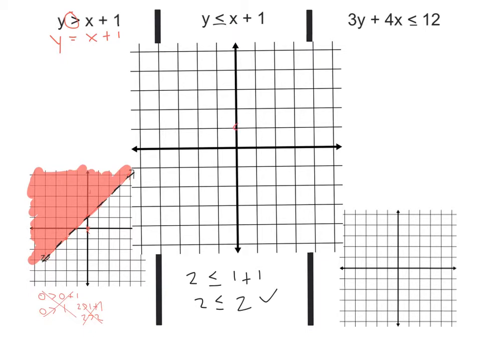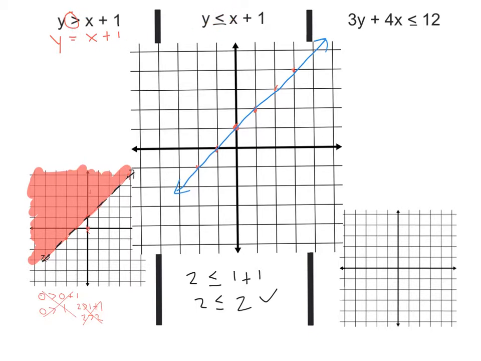So my y-intercept is still at 0, 1, and I'm going up 1 over 1, because my slope is still 1. And I'm going to connect the dots. And then I've got to decide which way do I shade, because you notice there is a slight difference here. The last one I did y is greater, this I did y is less. So look at the difference between y is greater and y is less.